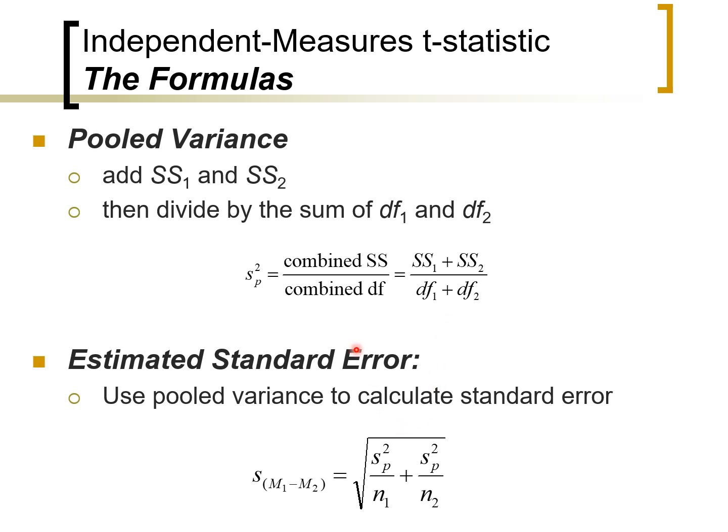So let's say we apply this formula. We have our sum of squares for sample 1, degrees of freedom for sample 1, sum of squares for sample 2, degrees of freedom for sample 2. Now we just add them, and then do the division.